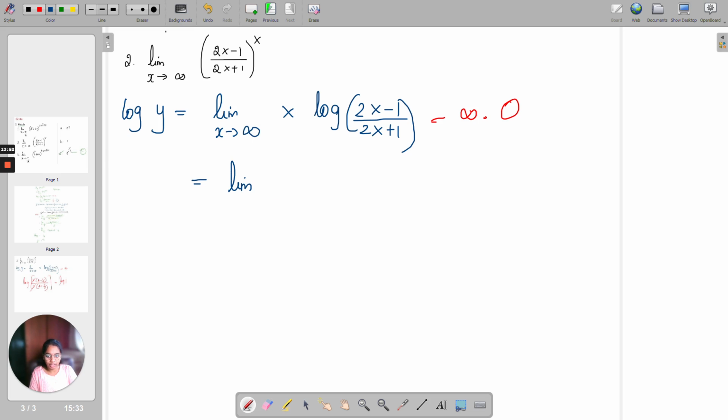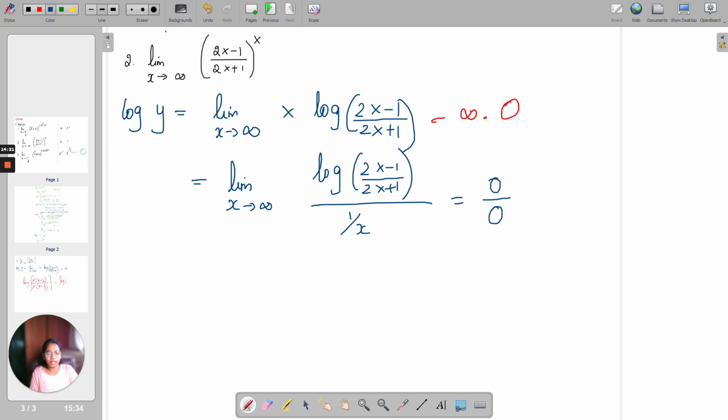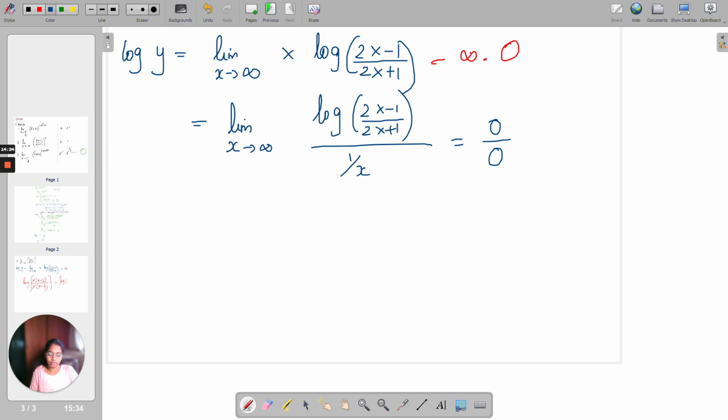Okay, what would I get if I take x to the denominator? Log of 2x minus 1 divided by 2x plus 1 divided by, I can write it as 1 divided by x, right? So what is 1 divided by infinity? 0, right? So we know that this log of this term, it is 0. And even in the denominator we have 0. Now we can apply L'Hospital's rule.